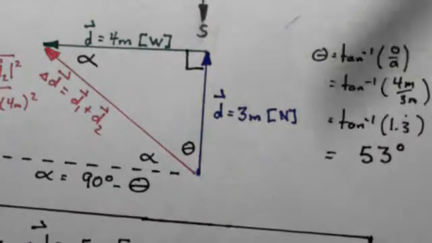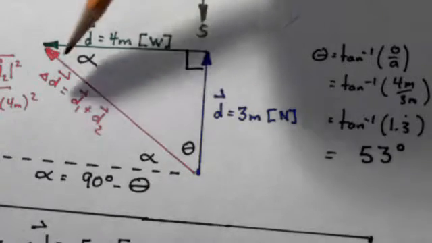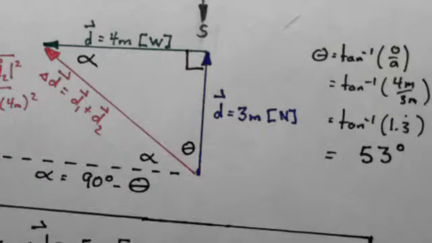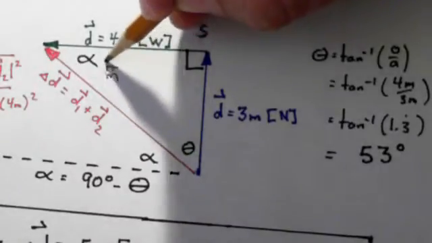Now, by the complementary angle theorem, that makes that 37 degrees and that 37 degrees. And that's really important. You know that that's 37 degrees.